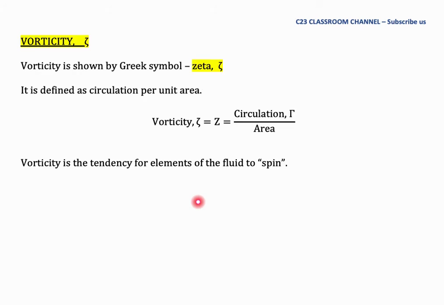Vorticity. Vorticity is shown by the Greek symbol zeta. It is defined as circulation per unit area. Vorticity, or zeta, or in some textbooks it is written as Z, is equal to the value of circulation, which is gamma, divided by the area. Vorticity is the tendency for elements of the fluid to spin.